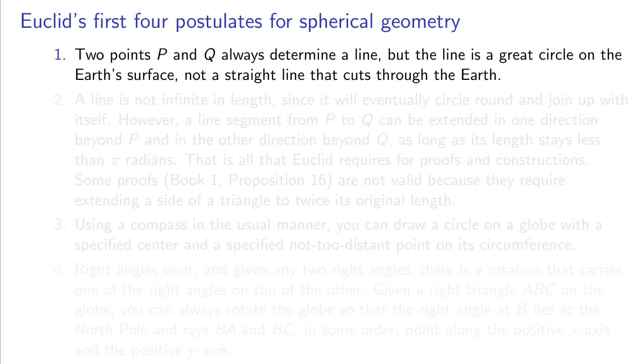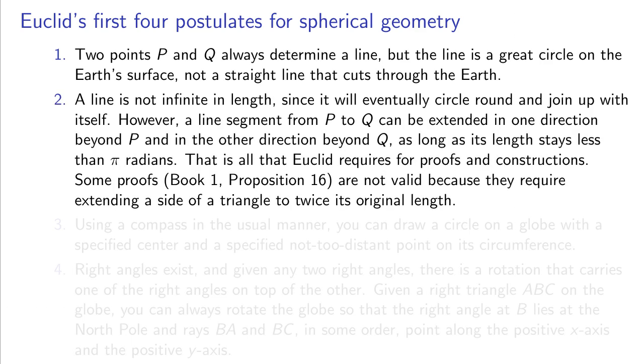Finally, we're ready to look at Euclid's first 4 postulates. The first one says I can construct a line given 2 distinct points, and indeed 2 distinct points P and Q determine a line, but that line is not a straight line in 3-dimensional geometry, it's a great circle on the Earth's surface.